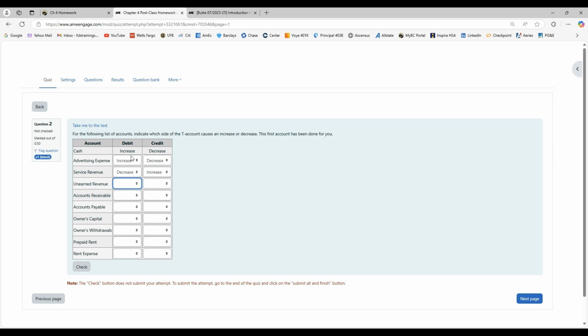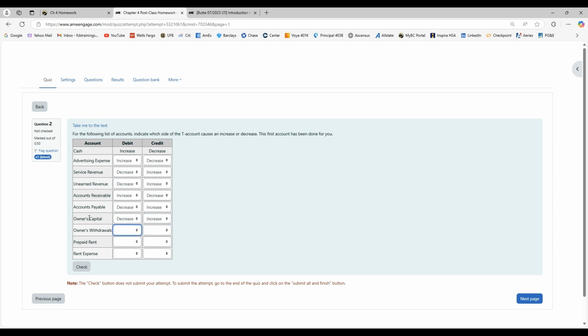Unearned revenue is a liability, so it has the opposite of an asset, essentially. So credit increase. Accounts receivable is an asset, so just like cash, it will increase with a debit. Accounts payable, as a liability, is the opposite side of the equation from cash and the asset there. So that will be adjusted accordingly with the increase with the credit. Owner's capital is on the same side of the equation as liabilities, and so it is also increased and decreased that way. Decrease with a debit, increase with a credit.